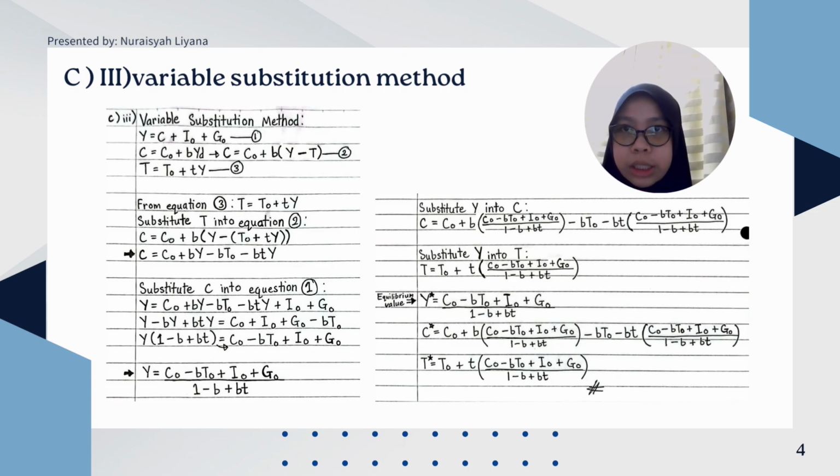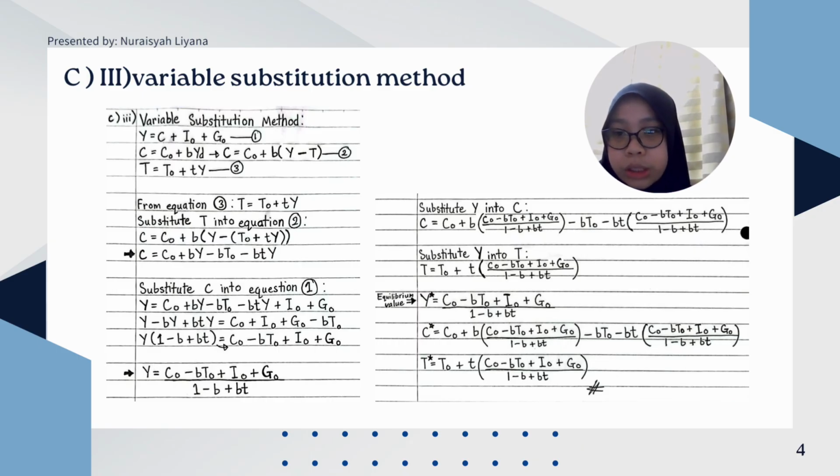Okay, so since the tax T equals T0 plus tY, we need to replace T in equation number 2 with T0 plus tY. So this gives C equal to C0 plus bY minus bT0 minus btY. Okay, after that, we need to substitute the consumption equation into equation 1.